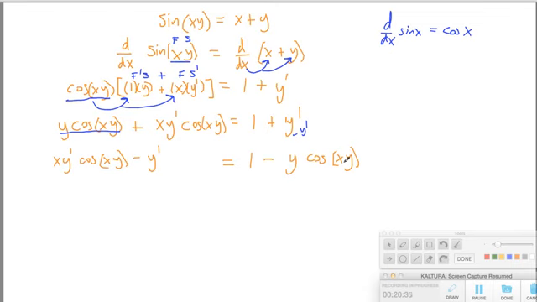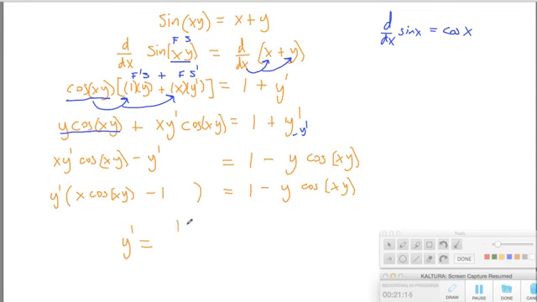All right, so at this point we're doing well. We just need to factor out a y prime and then divide by what's left over, and we're almost done. So if you factor out a y prime, what you're left with here is x times cosine of xy, and then this is minus 1. So last part, we've got to divide both sides of the equation by what's attached to y prime.